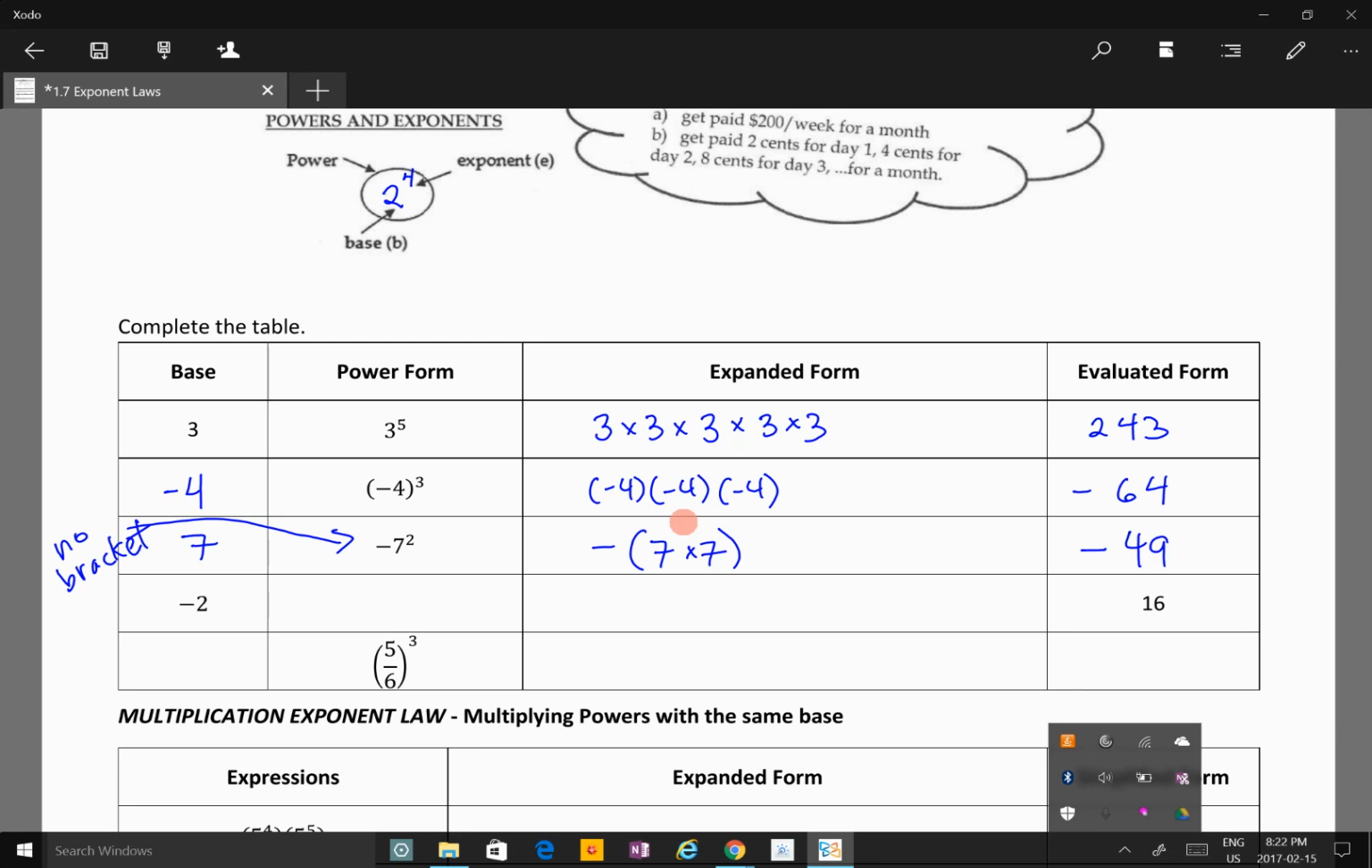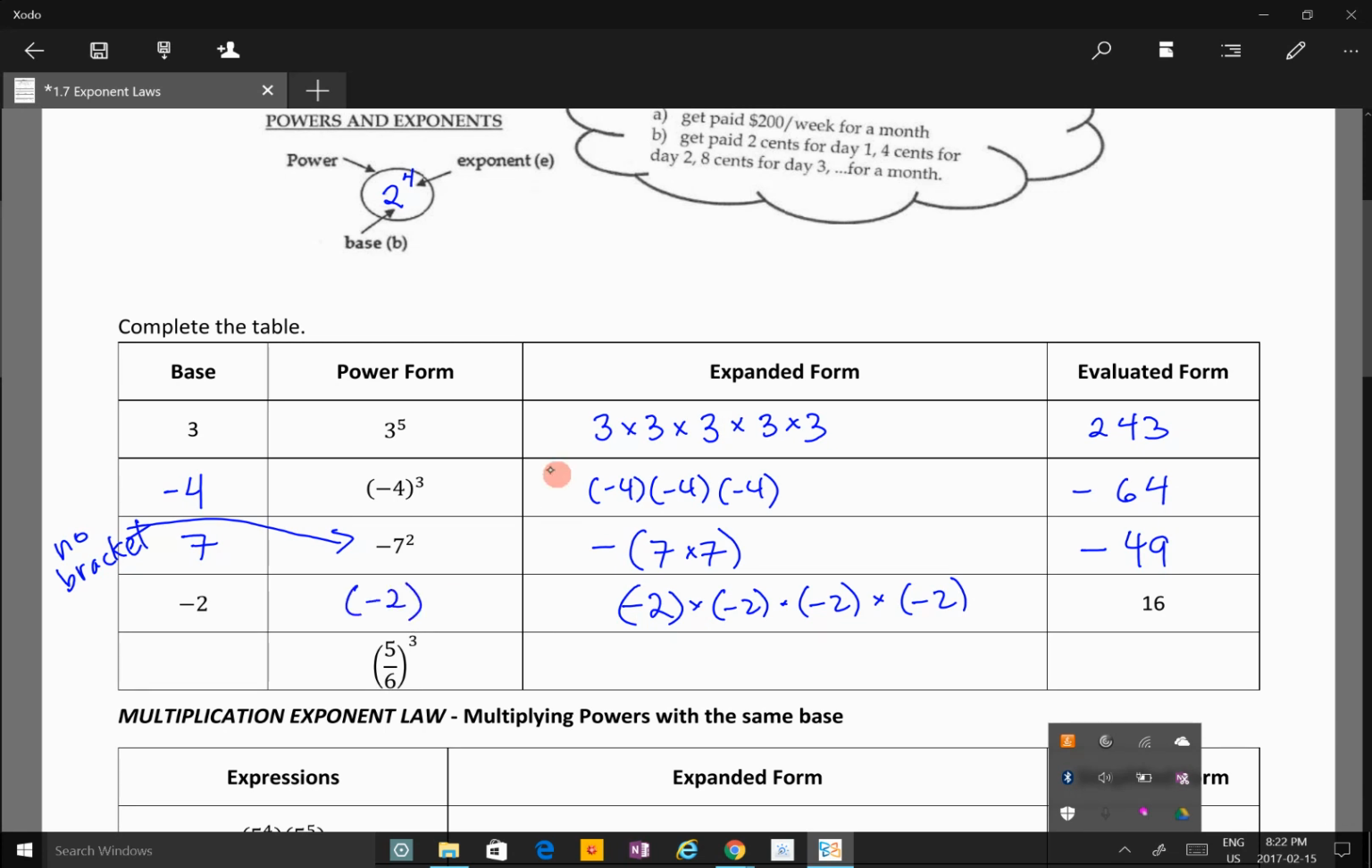Okay? Then, next one. If our base is -2, and we want to evaluate this so that we get 16, it just turns out that -2 times -2 times -2 times -2 will give me positive 16. So 4 negatives is an even number of negatives, which means my answer is positive. So 2 times 2 is 4, times 2 is 8, times 2 is 16. And how many 2's are here? You have 4. So if I want to write this in power form, I'm going to write my base, -2 in brackets, and my exponent 4.